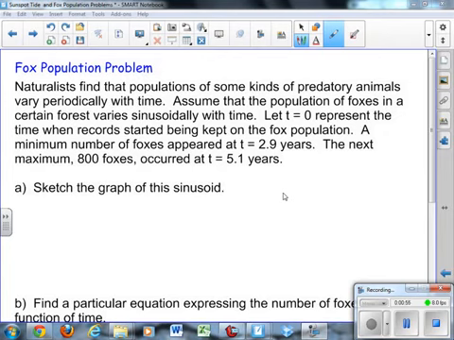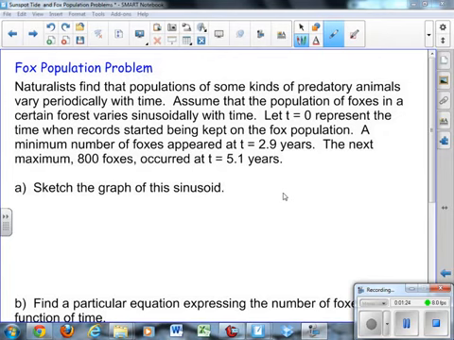So let's say we have this contained fox population, and at some time, which we're going to call t equals 0, the naturalists started to record the fox population in that region. And 2.9 years after the population started to be recorded, notice that the population reached a minimum, because then it started to go back up again. So it got down to a minimum of 200, then it went back up.